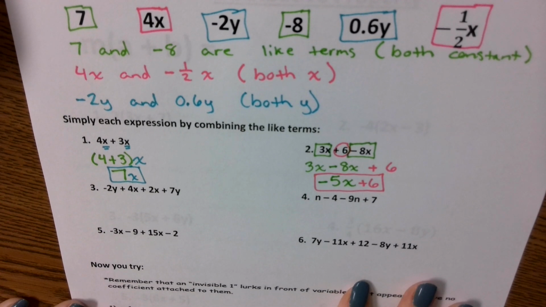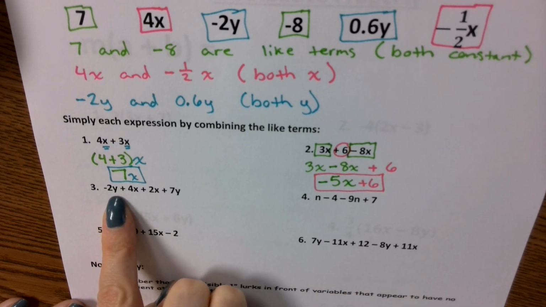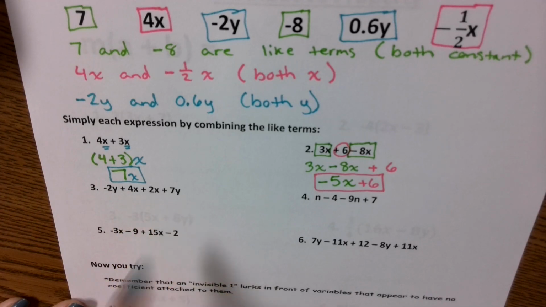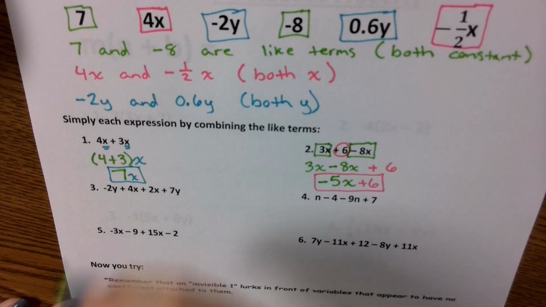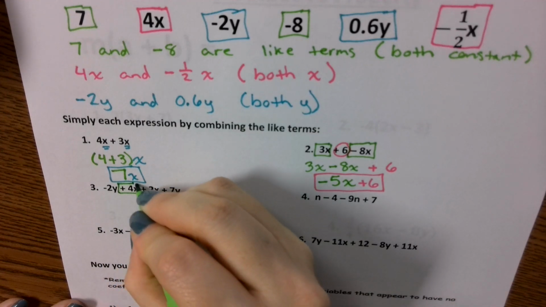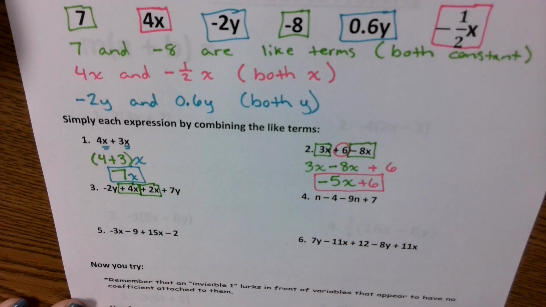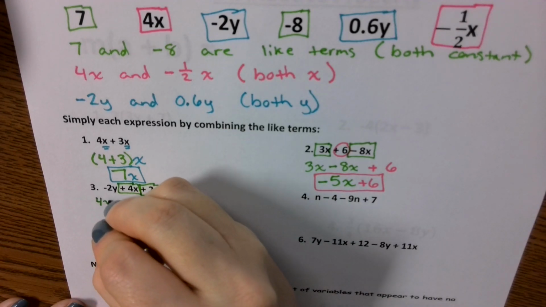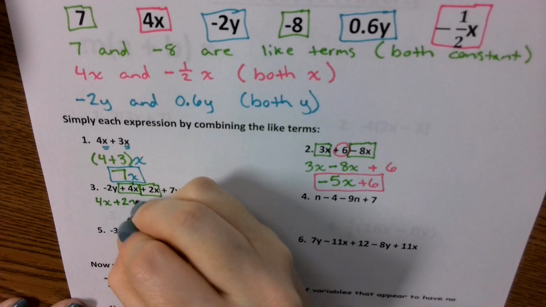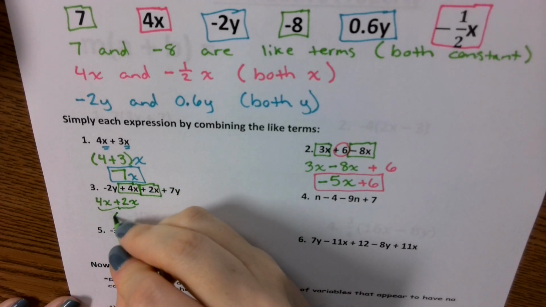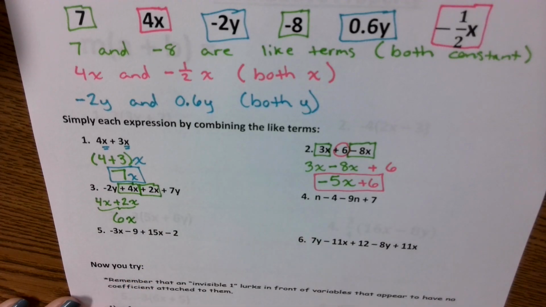Okay, same thing for problem number 3. We've got a negative 2y plus 4x plus 2x plus 7y. We're going to start with our x variables first. So we have a positive 4x and a positive 2x that we're going to work with. So positive 4x plus 2x is going to give us what? 6x. Don't forget your variable.